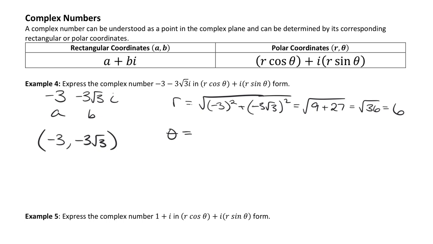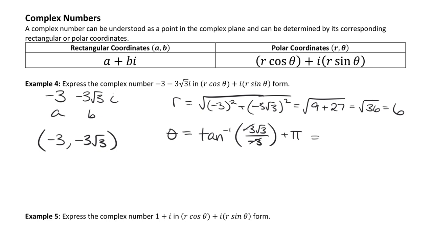For theta, we use the same formula from the front page. Inverse tangent of y over x. Do I need to add plus pi? Yes, because what is negative again? The x coordinate. Okay, well those 3's cancel out. Just like before, I'm doing the inverse tangent of square root 3.